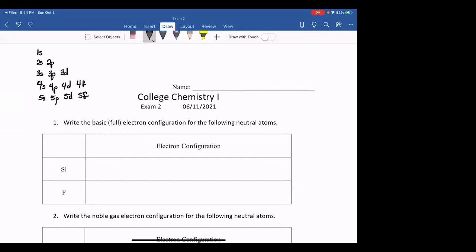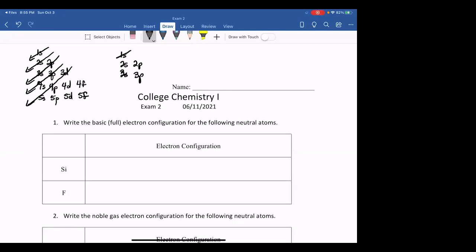Then what it does is you go diagonally through them to get to where you need. So for instance, with silicon, it would be 1s, 2s, 2p, 3s, 3p. The first thing I would need to know is that silicon is in the 3p's because it's in the third period, P subshell or P block on the periodic table.